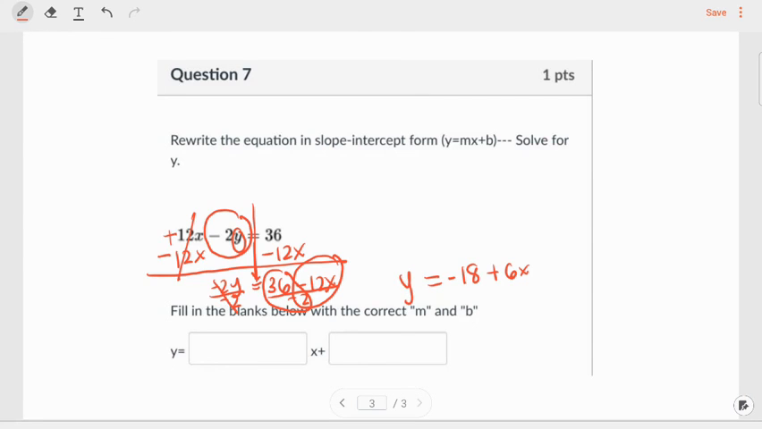How do I put that in slope-intercept form? My number next to x is positive 6, so I'm going to put positive 6 in front, and I don't need to write the plus sign, just the 6. And what am I going to write in that next blank? My y-intercept is the number by itself, and it's negative 18. So I'm going to place a negative 18.